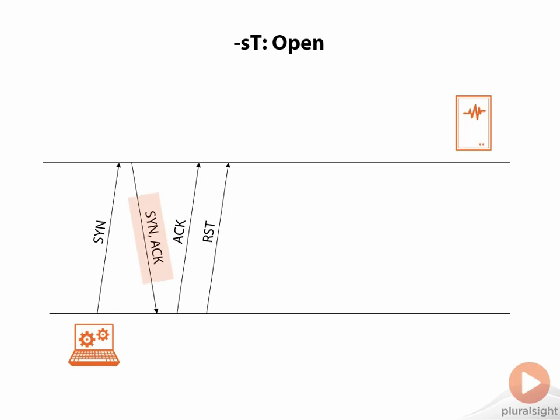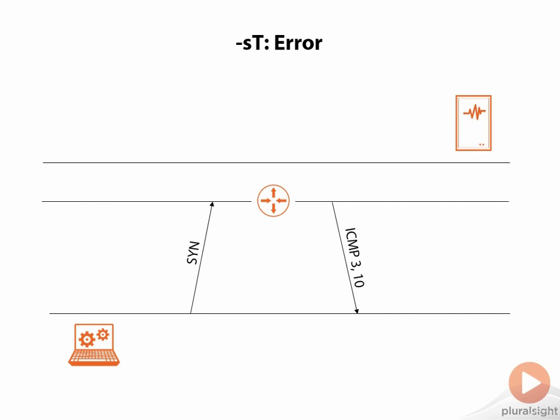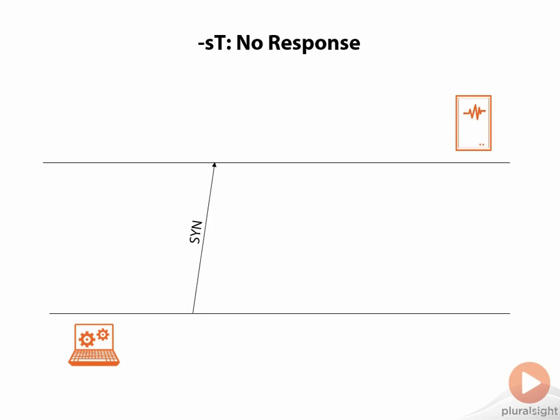Open ports are positively determined since a SYN-ACK packet is returned from the application running on that port on the target system. Closed ports are also positively determined since a reset packet is returned from the operating system on the target system. As with UDP, ICMP error messages sourced from intervening routers are classified as filtered, and if no response is received, Nmap also reports the port as filtered.